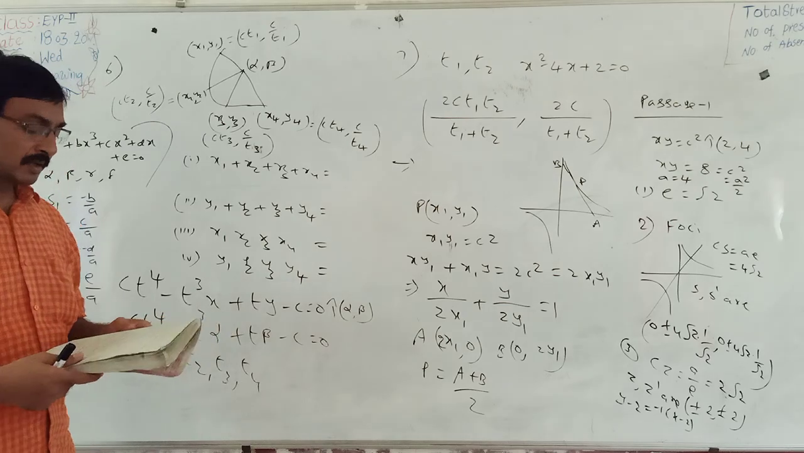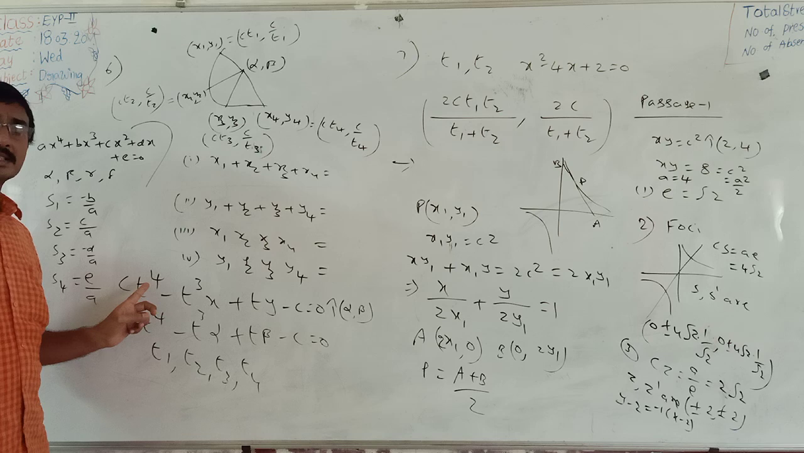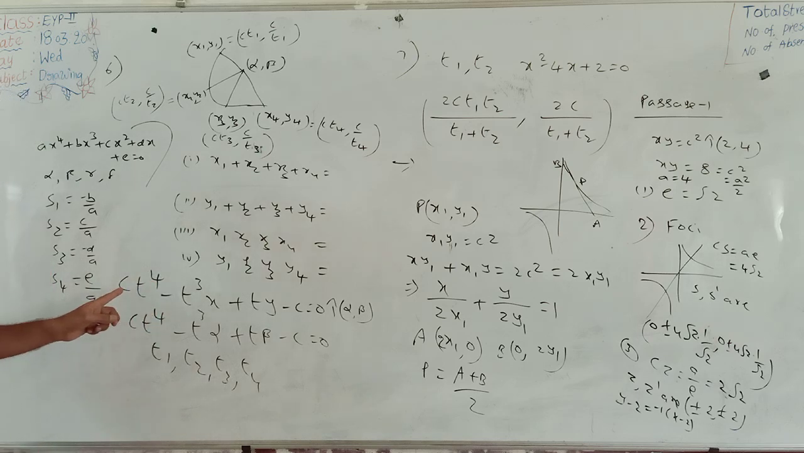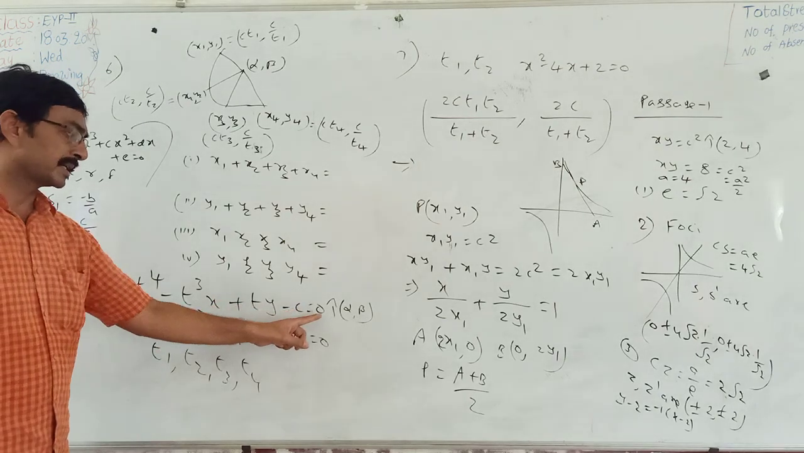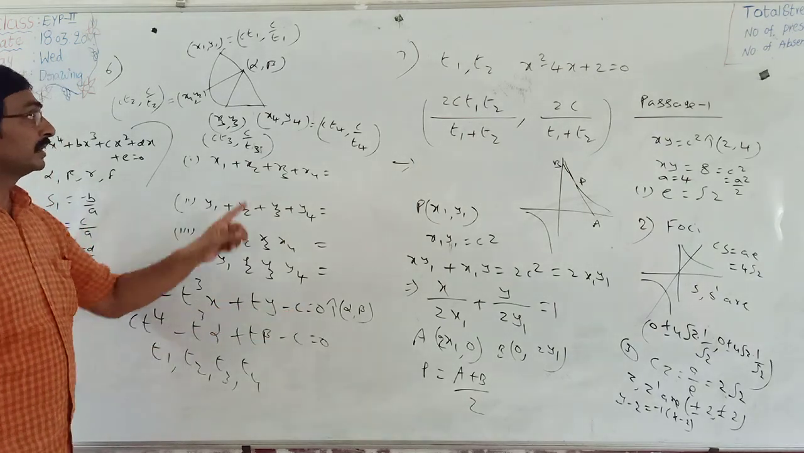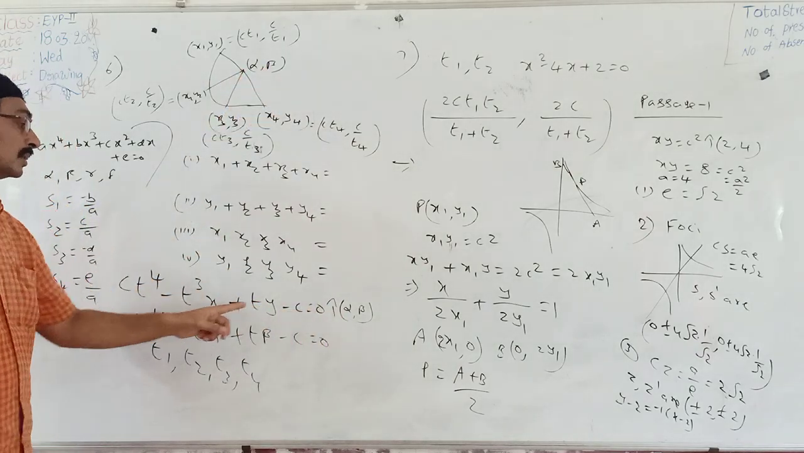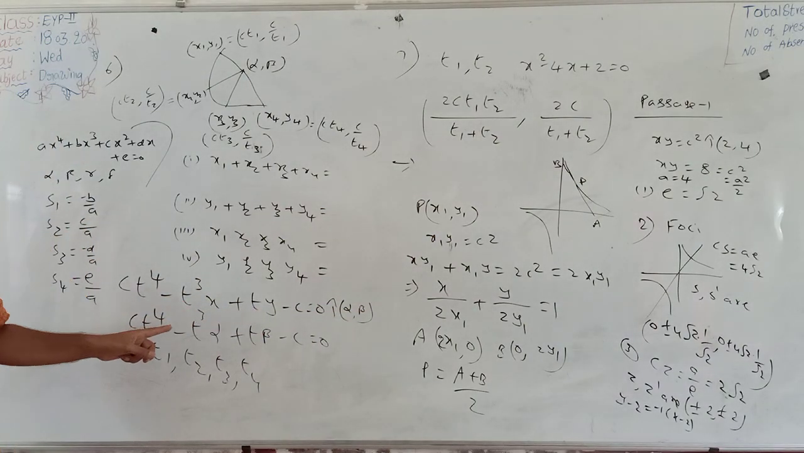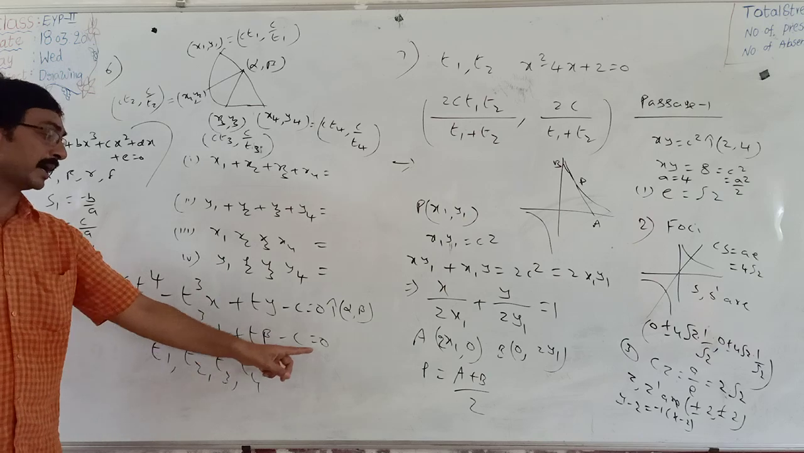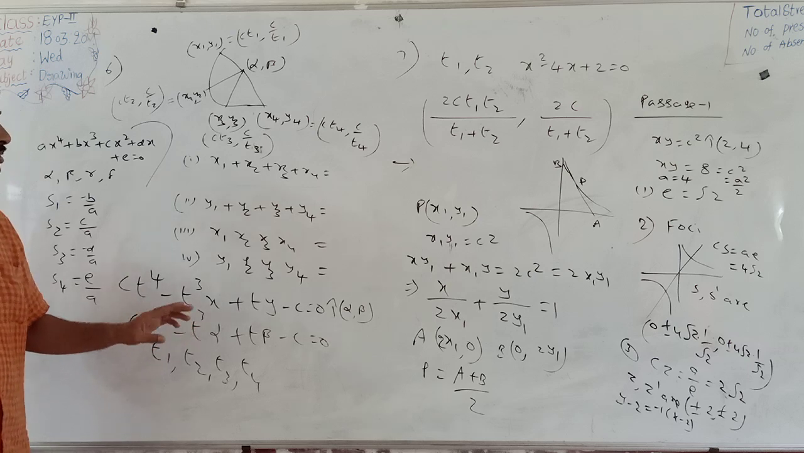Yesterday we had discussed the equation of the normal at t. Normal at t means at the point (ct, c by t). Formula: ct to the power 4 minus t cube x plus ty minus c equal to 0. Given that the normal passes through the point (alpha, beta), substitute alpha, beta in the places of x, y, and get c t to the power 4 minus t cube alpha plus t beta minus c equal to 0. Clearly this is a fourth degree equation in the variable t. This one has 4 roots.